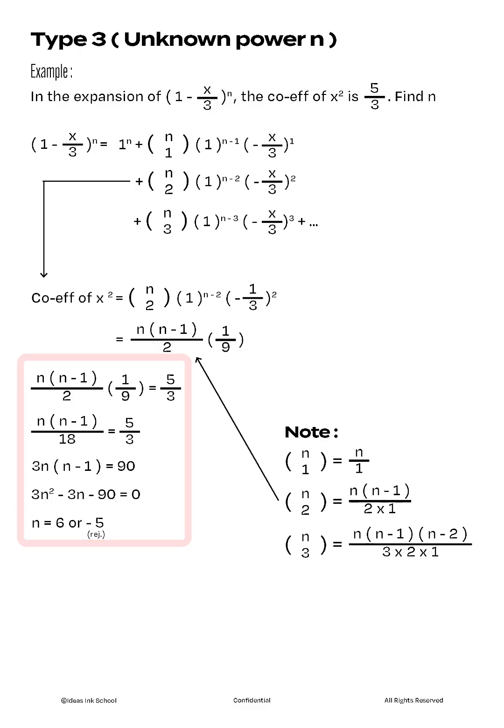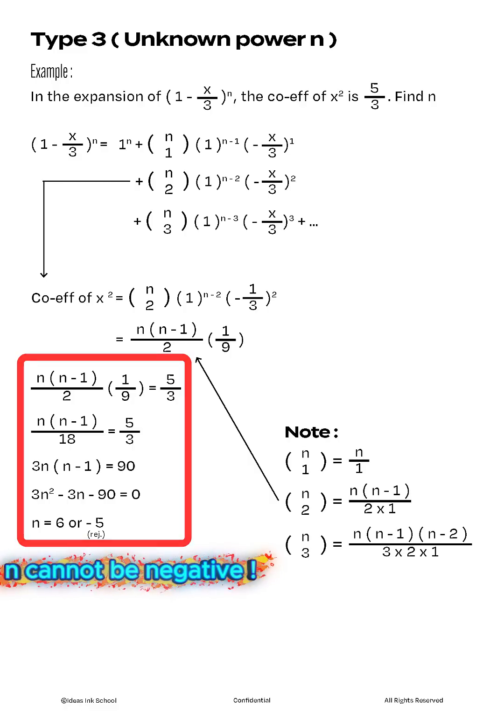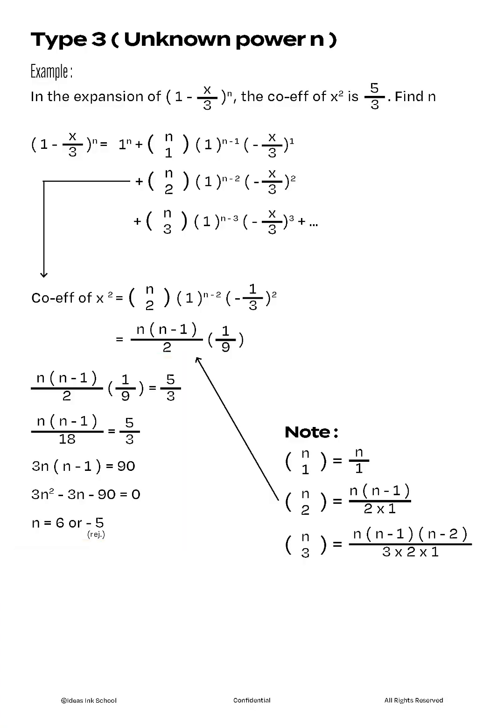Okay, and if we just do the algebra properly, all these are Sec 2 algebra manipulation, you're going to get a quadratic equation. And if you solve this quadratic equation in a calculator, you're going to get an n value of 6 or minus 5. Why do we reject the value of minus 5? Because in type 3 questions for O levels or for secondary school, the power of n cannot be a negative number. So we are going to reject the n value of negative 5.